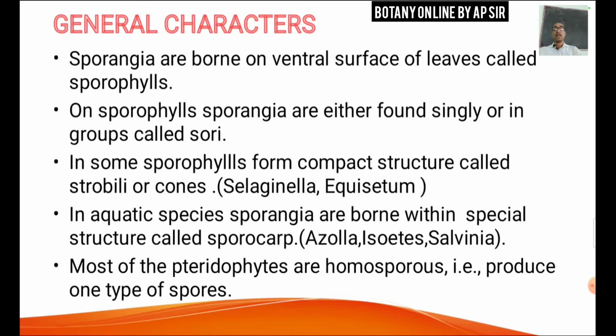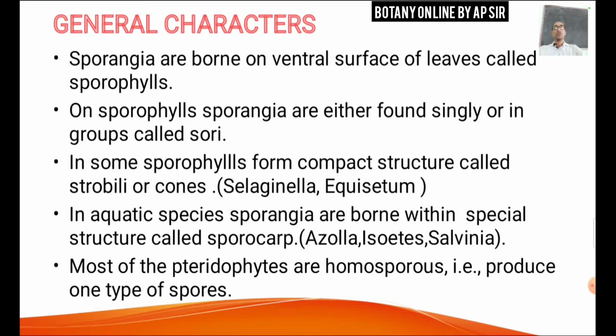So in the previous slide I showed the picture of sori, the blackish structures. They are nothing but groups of sporangia. So what is happening inside sporangia? Inside the sporangia you have got spores. Okay. Now in some pteridophytes, the sporophylls form compact structures, otherwise known as strobili or cones, that I will show you in the diagram. Those pteridophytes include Selaginella and Equisetum.